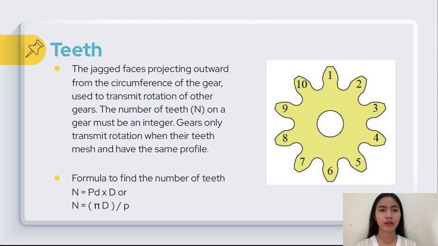One of the parts is the axis of revolution of the gear, where the shaft passes through. Teeth. It is the jagged faces projecting outward from the circumference of the gear, used to transmit rotation to the other gears. The number of teeth on a gear must be an integer. Gears only transmit rotation when their teeth mesh and have the same profile.